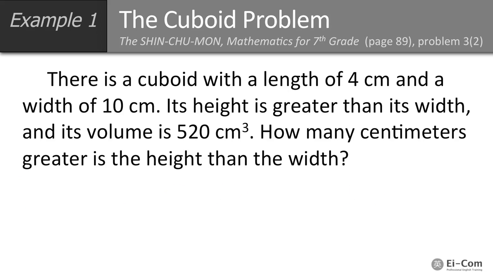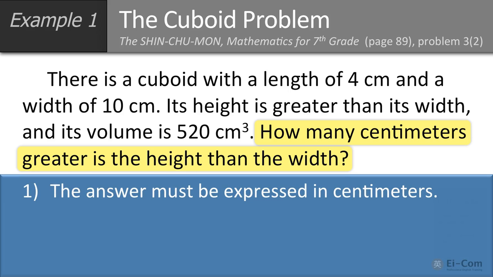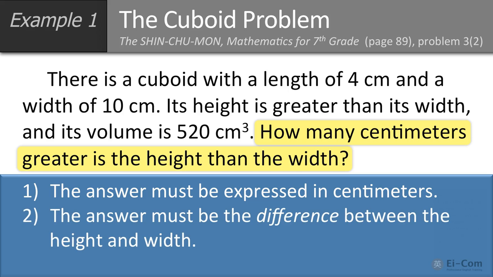Notice the final sentence. It is a question that asks, how many centimeters greater is the height than the width? This tells us 2 things. 1, the answer must be expressed in centimeters. And 2, the answer must be the difference between the height and the width.